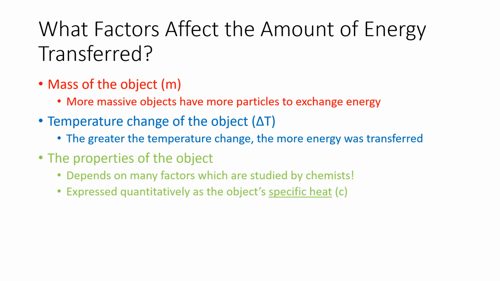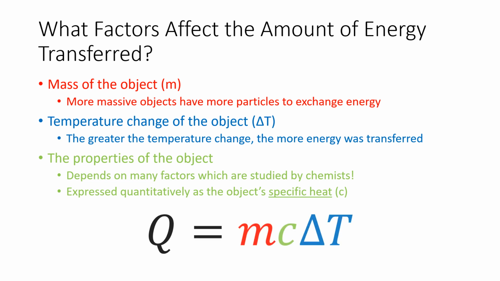We just kind of want to boil that down to a single number. And so that single number is called the specific heat of the object, and it has the symbol C. On the AP Physics 2 formula chart, they use the symbol lowercase c. You also see it written as a capital C, just depending on the source. We're going to stick with lowercase c because that's what you're going to see on your equation sheet.